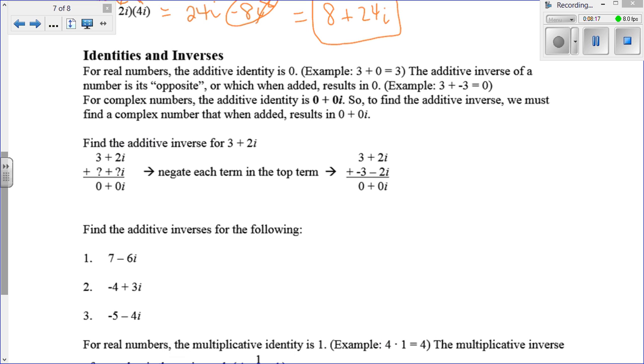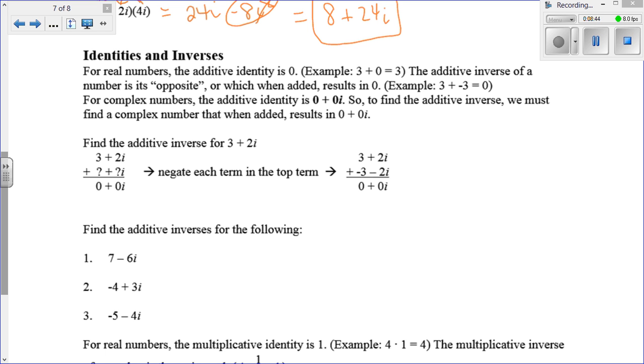Alright, this is the new part. We have identities and inverses. For real numbers, the additive identity is 0. So for example, 3 plus 0 equals 3. Basically, with an identity, we're looking to get the same answer that we started with. So the additive inverse of a number is its opposite, or when it's added, the result is 0.